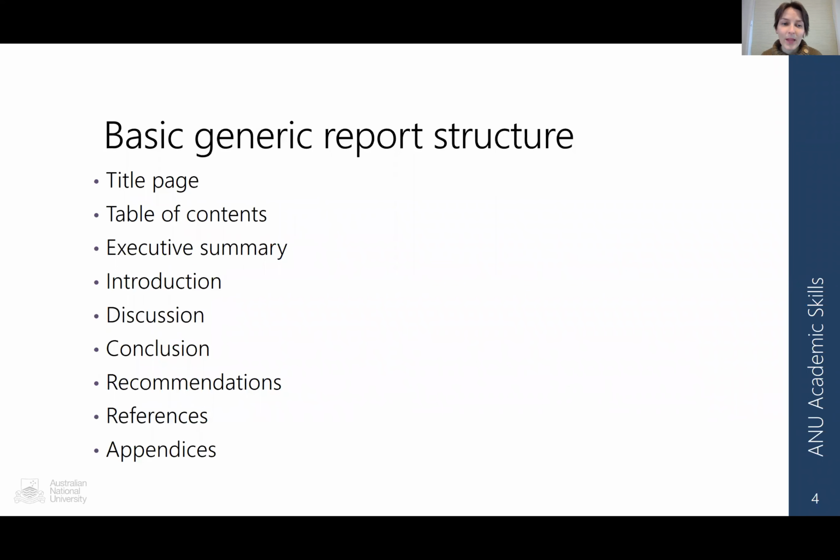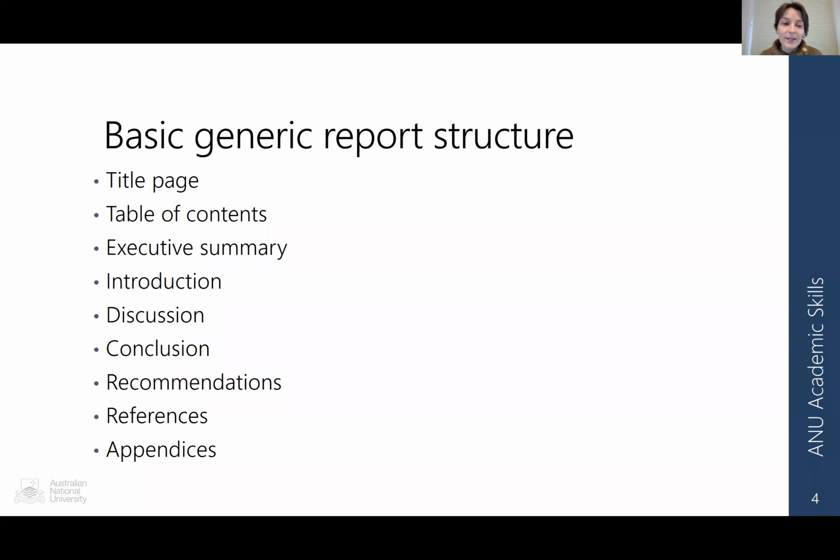So a basic report structure might look like this, where you have a title page, a table of contents, an executive summary if your lecturer asks for one, an introduction, a discussion, a conclusion, recommendations, and then references and appendices where extra information is contained.